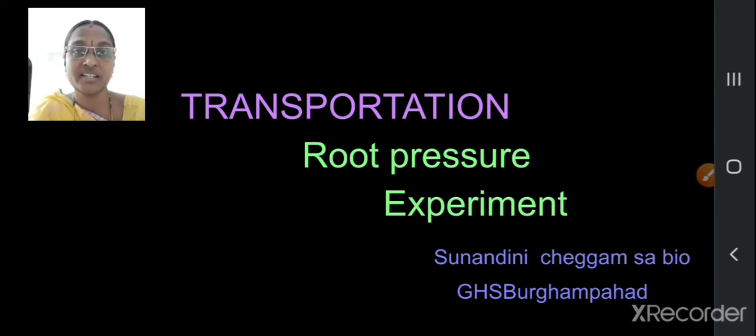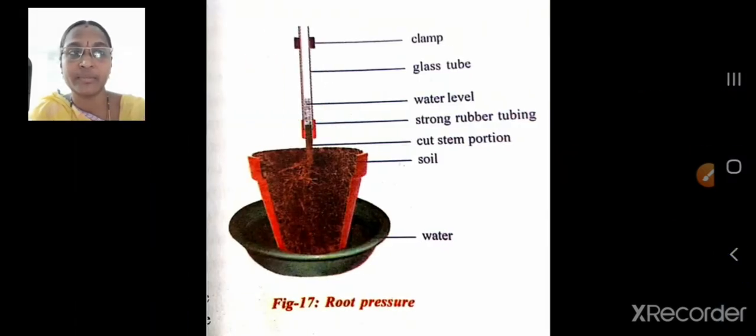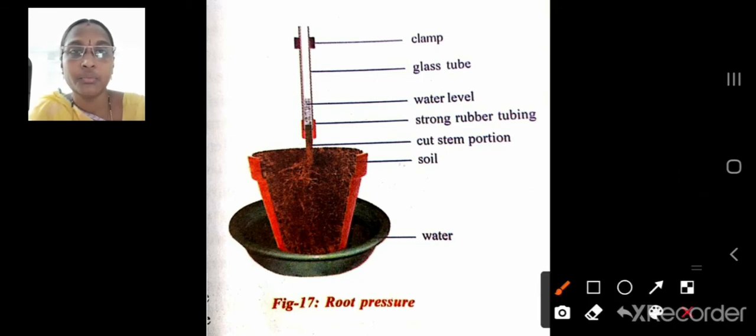In transportation lesson, let us see the root pressure experiment. The material required for this experiment are a well-watered, healthy potted plant which is watered well regularly, a clamp, a glass tube and a rubber tubing, a blade to cut the stem.